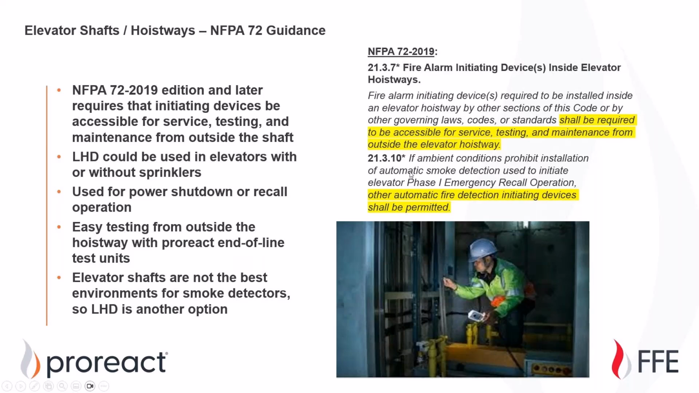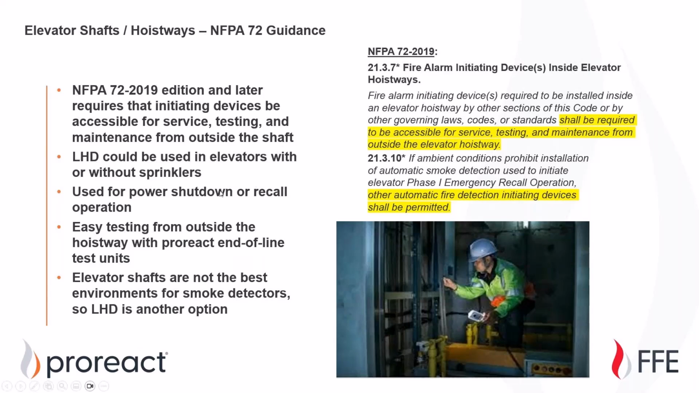It's also mentioned in the code that anytime smoke detection is called for inside of an elevator shaft, it allows for other automatic fire detection initiating devices to be used instead, especially if the ambient conditions prohibit the installation. There's also a line in the NFPA 72 code that smoke detectors shall be listed for use in certain parts of the elevator shaft. And last I checked, there wasn't anything listed specifically for that. So I think that is still under development, and a lot of folks are using linear heat detection as a way to test from outside of the elevator shaft, as well as still have an initiating device in there that's not going to be prone to false alarms.